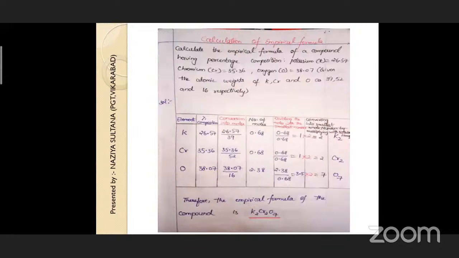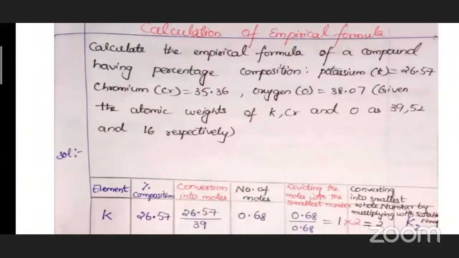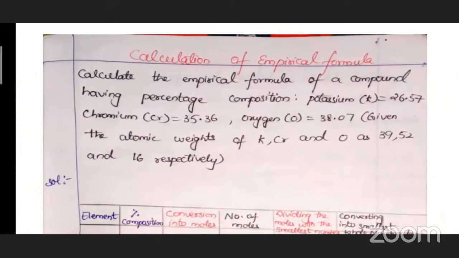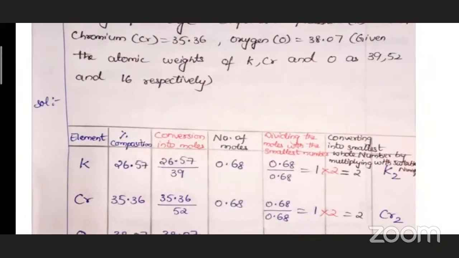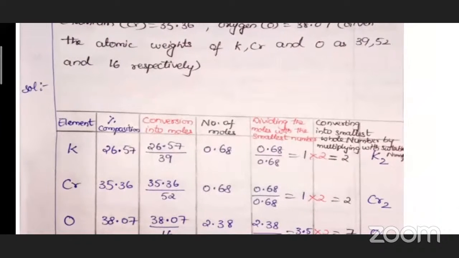This is all we have discussed yesterday. Hope you have understood these problems, right? So let me quickly revise it. Whenever the data is given, what are we supposed to do? We have to convert the percentage composition into grams. That is the first step. Then we have to convert that weight into moles. How can we do that? We can do it by dividing the weight by the atomic weight of the element.